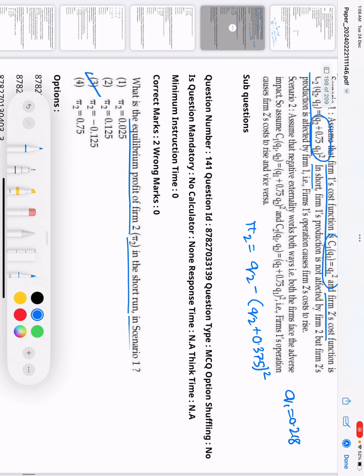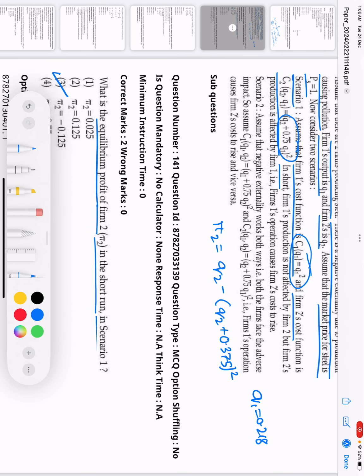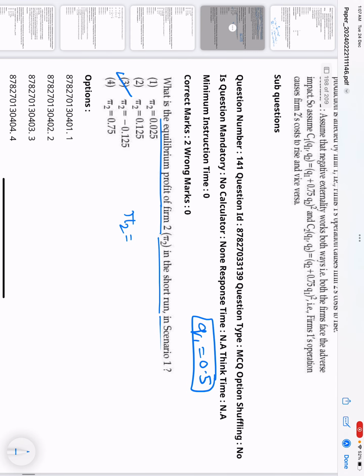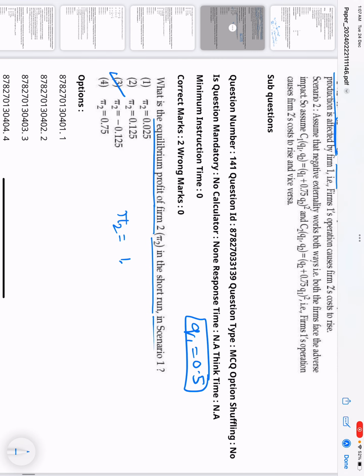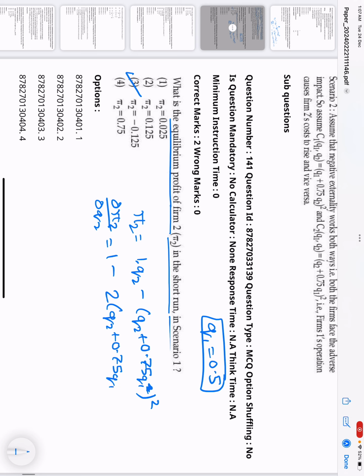Okay, I'll solve it again. I made some calculation error here. Now we know Q1 is 0.5, which is the optimum bundle. So profit 2 would be 1 into Q2 minus (Q2 plus 0.75 Q1) whole square. So del pi 2 by del Q2 would be 1 minus 2 times (Q2 plus 0.75 into Q1). This should be equal to 0.